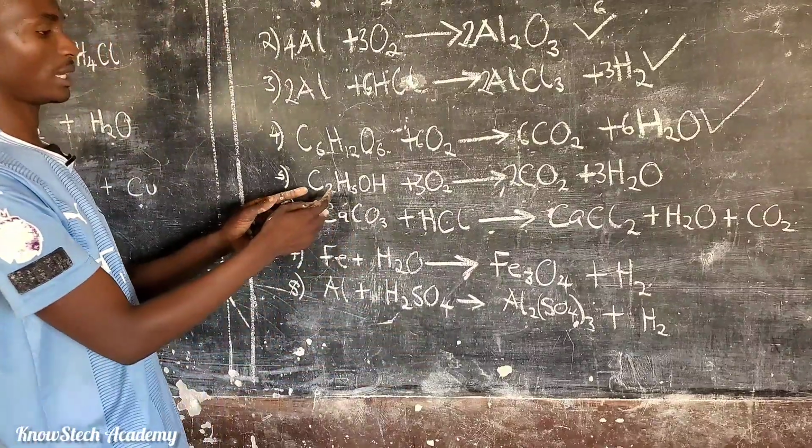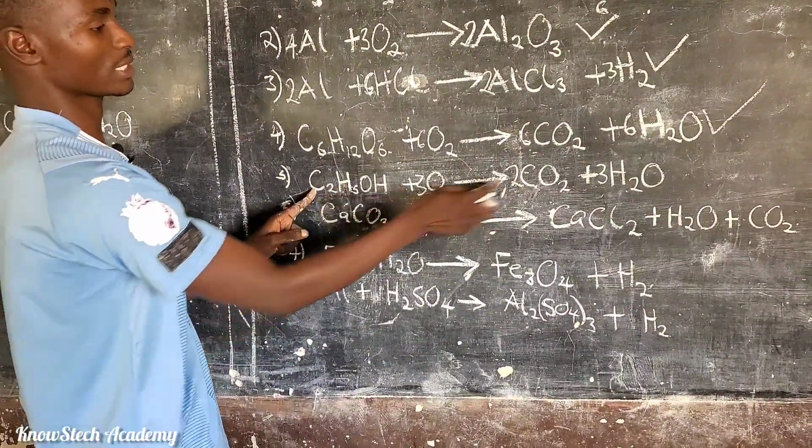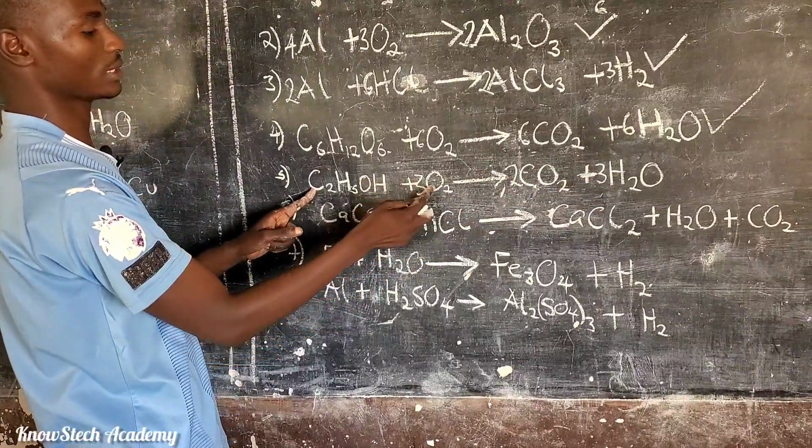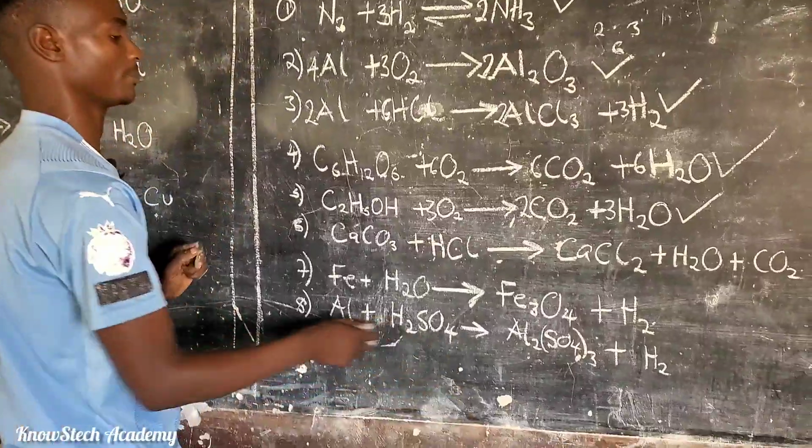Let's double check. Number of carbon atoms 2 here, hydrogen 6, oxygen 7, even this one is balanced.